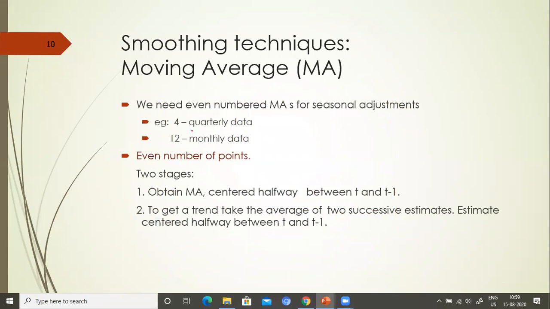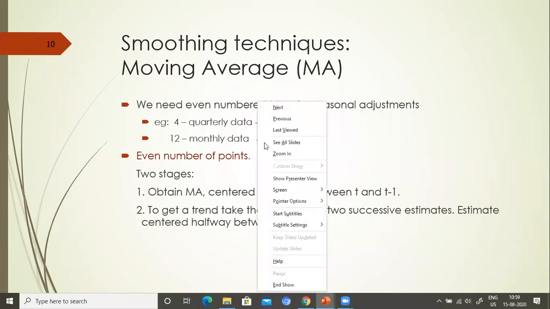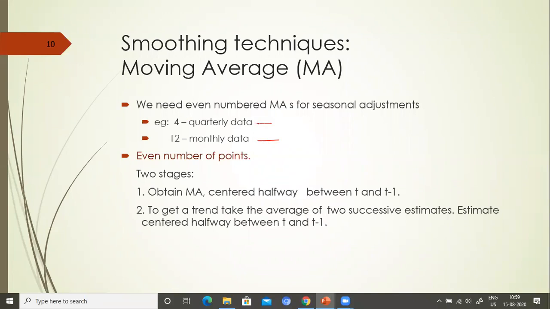So you will see that for seasonal adjustments, having odd numbers doesn't help, because we need it quarterly or monthly. If it's 12, every month there is a season, or every quarter, or every couple of months. It has to be some sort of even number. Okay, now in that case, how do we center the moving average? What we do is we calculate the moving average and center it halfway between t and t minus 1. To get a trend, we take the average of 2 successive estimates and estimate the halfway between t and t minus 1.